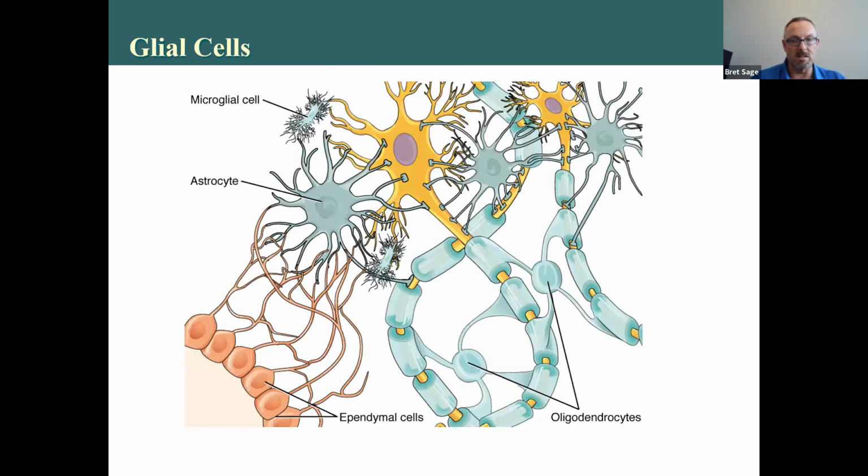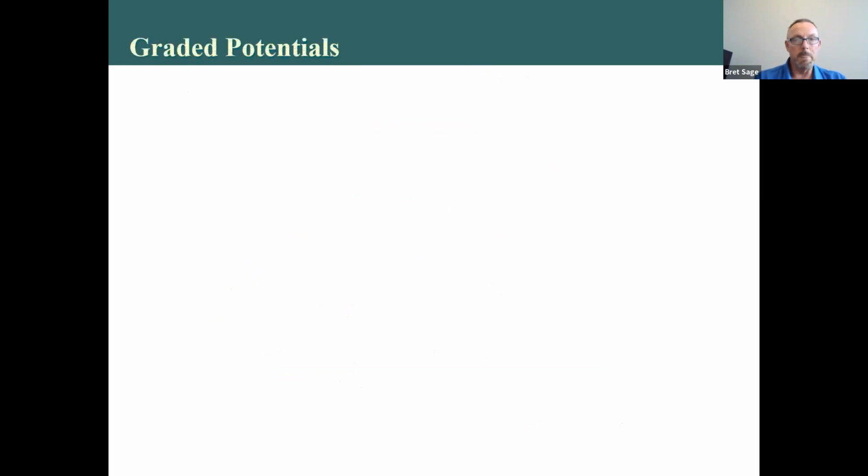Okay, so you can see these are the glial cells. This is the image directly from your text. You can see the oligodendrocytes there, the microglial cells, the astrocytes, which I didn't mention, which look like stars, and then the ependymal cells, which you can see separating the blood from the inner part of the central nervous system.